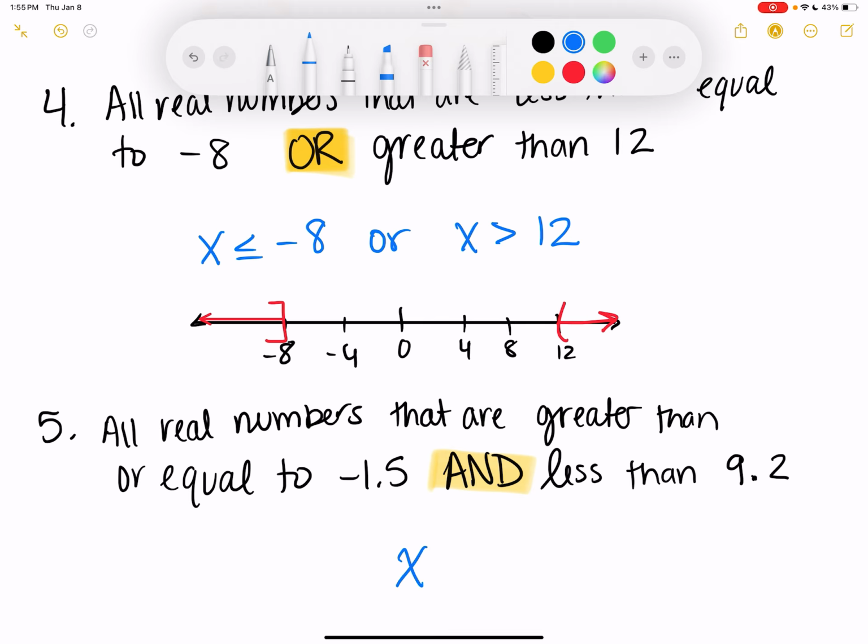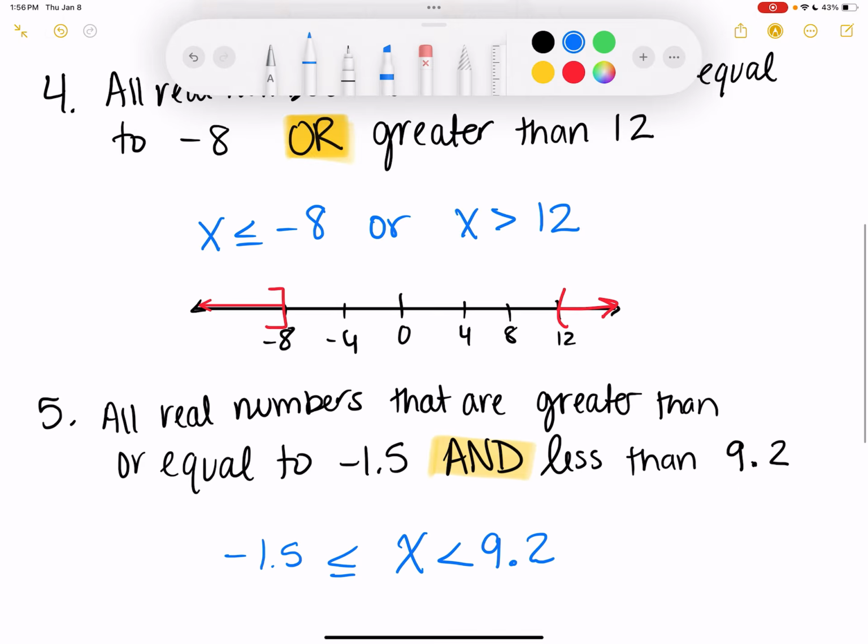The x goes in the middle, and instead of the x being on the left like we've previously tried to put it, it's actually going to be in the middle. So x is greater than or equal to -1.5. If I read this backwards, x is greater than -1.5. It's also less than 9.2, so I put a less than, and then I put the 9.2 like that.